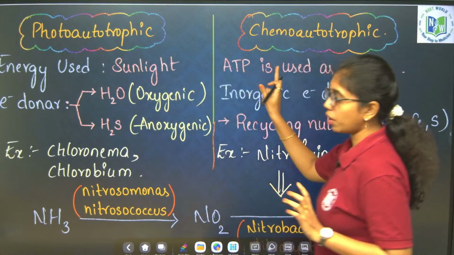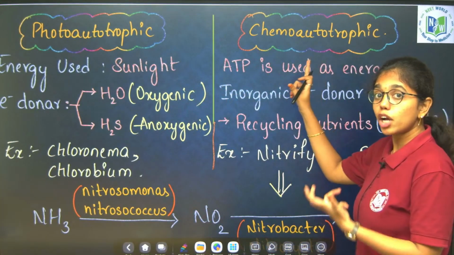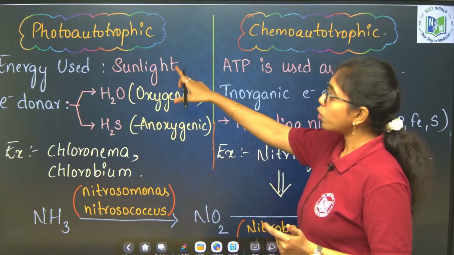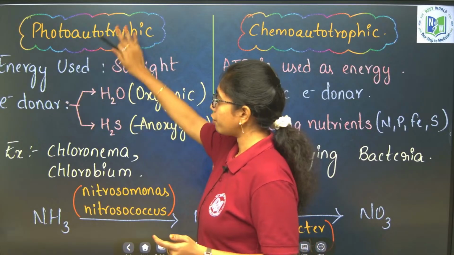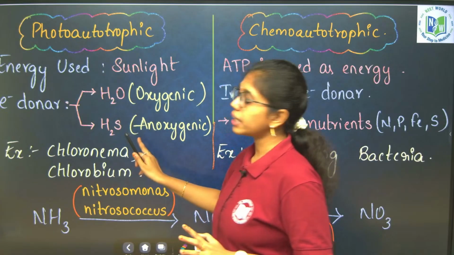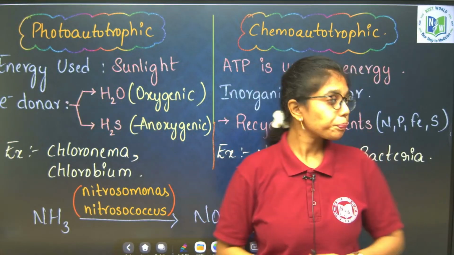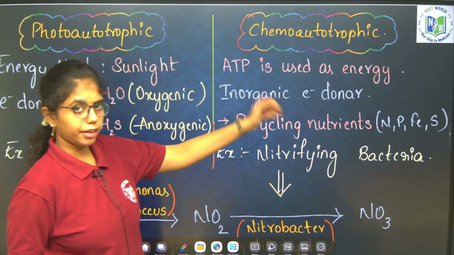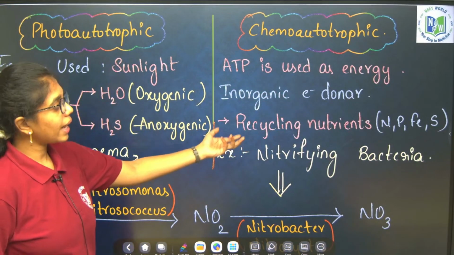But in chemoautotrophic, energy is derived from some chemical substance, and they rely completely on ATP. For chemoautotrophic nutrition, the energy utilized is ATP. For photoautotrophic nutrition, the energy used is sunlight. The electron donor for photoautotrophic nutrition is water if it is conducting oxygenic photosynthesis. If it is conducting anoxygenic photosynthesis, then the electron donor will be H2S. Here inorganic electron donors are present, like hydrogen ions, sulfate ions, ferrous ions, nitrates, nitrites.